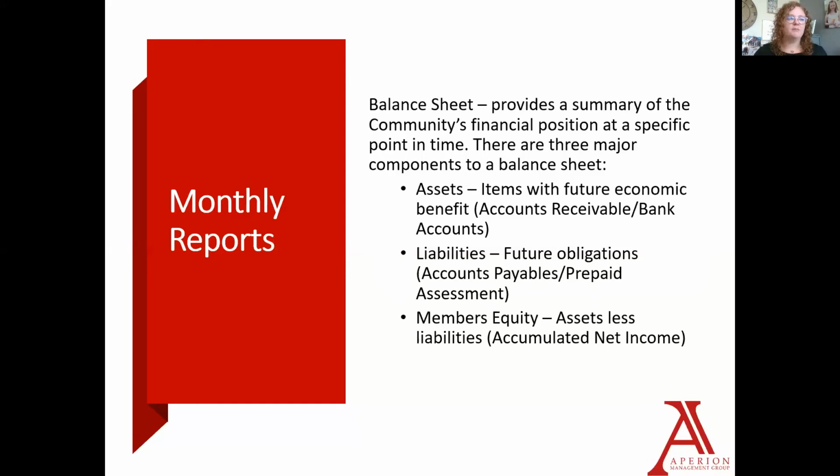And then your member equity is essentially the cumulative net income factored after you look at your assets and your liabilities. And so that's going to adjust every statement period. And it's also going to take into account any prior retained earnings that your community may have accumulated, which is going to be reflected in that member equity section of your balance sheet.